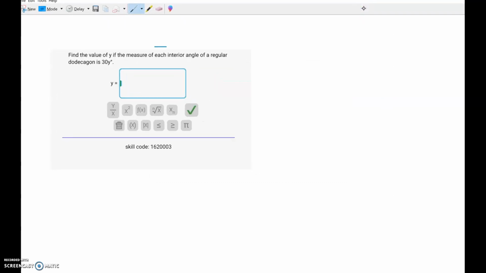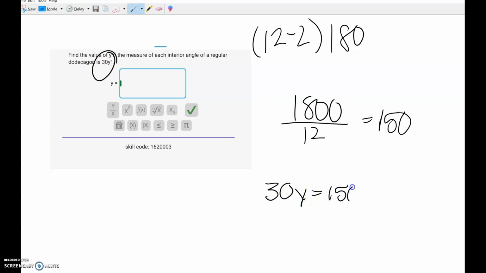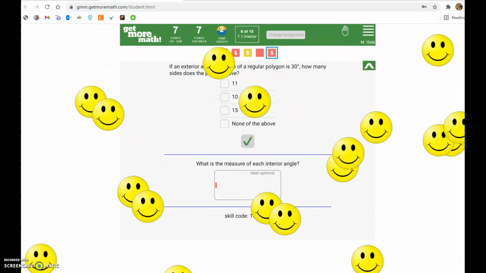Find the value of y if each measure of the interior angle of a regular dodecagon is 30y. So I think dodeca is 12. You could Google it, but we're just going to go with it. So that means the interior sum is 1800. We're going to divide it by 12 because we want to find the value of one angle. So that means one angle is 150 degrees. So we want to figure out what y is. So 30y is equal to that single interior angle measure. So that means y is equal to 5. Let's see if we're right. Booyah. Yes. Okay.